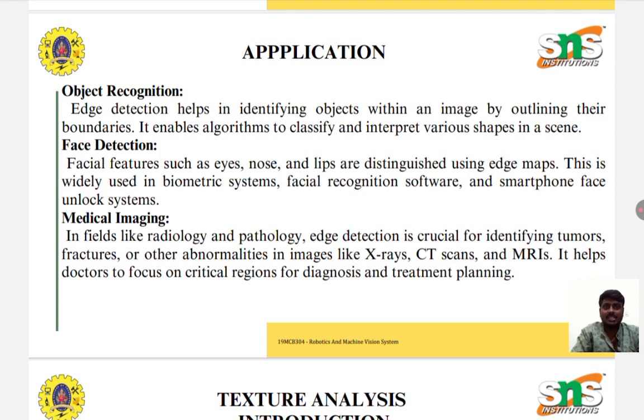And object recognition is identifying an object within the image by outlining its boundaries, and it also enables the algorithm to classify and interpret various shapes in a scene.